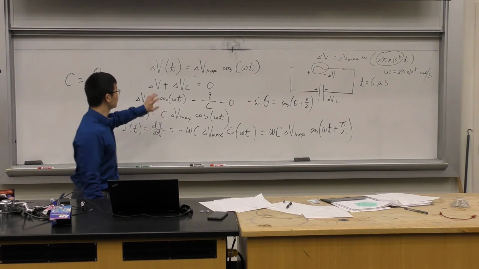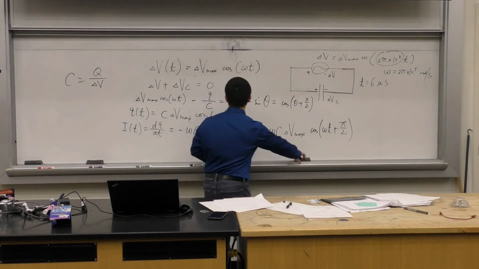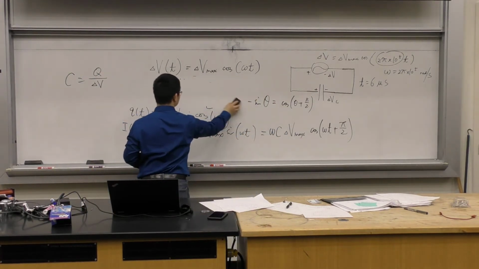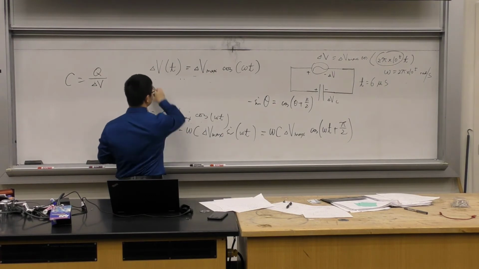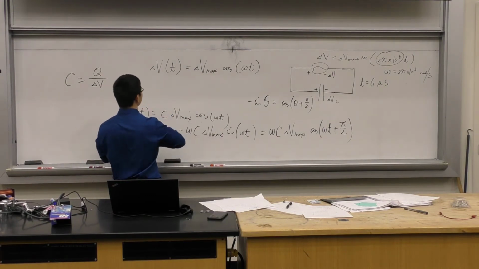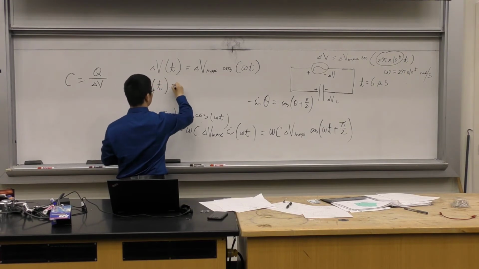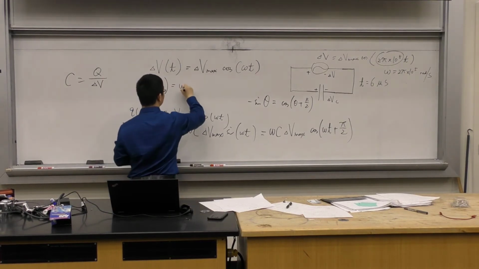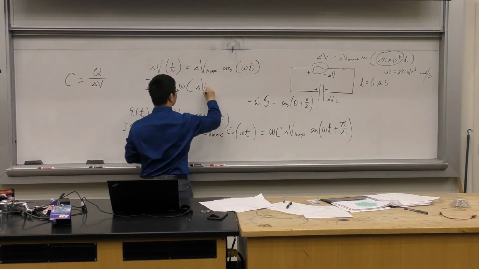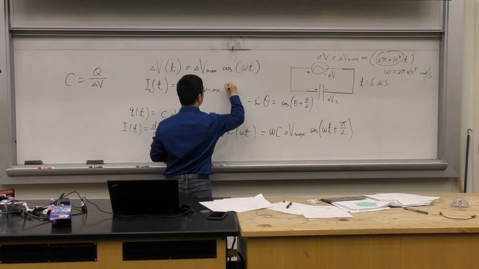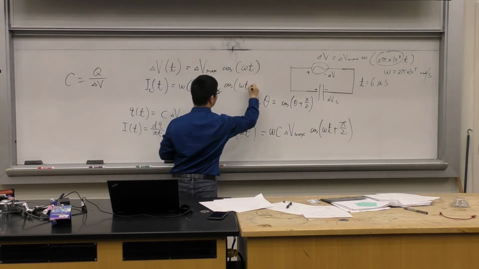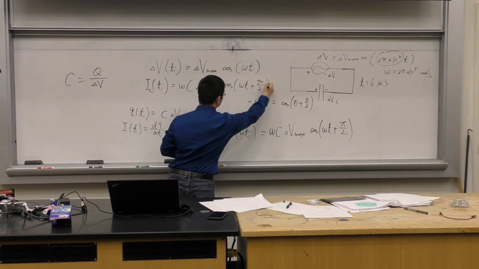Now I'm going to list it here. So again, I'm not going to ask you to derive this because in this part we're just going to apply this equation. So this is IC. It's going to be equal to omega C Vmax cosine omega t plus 1/2 pi.